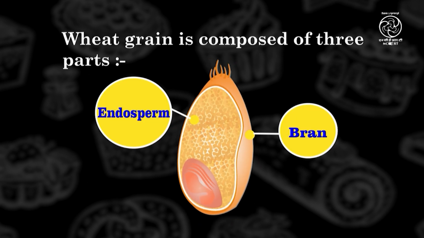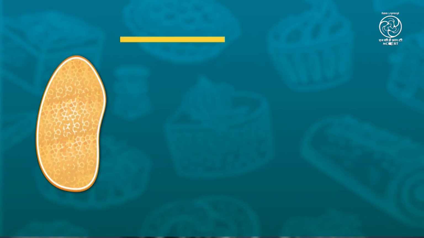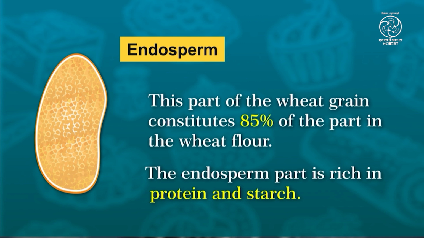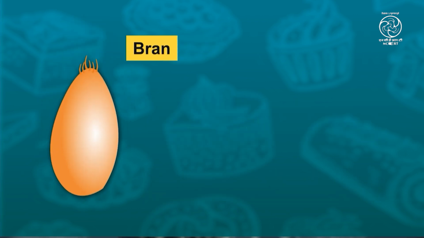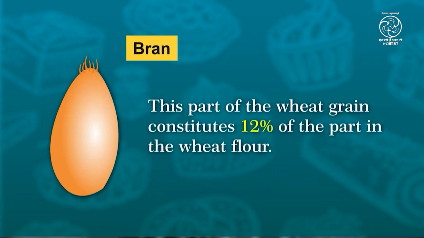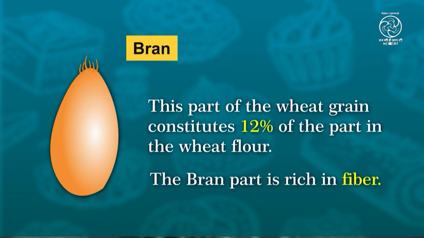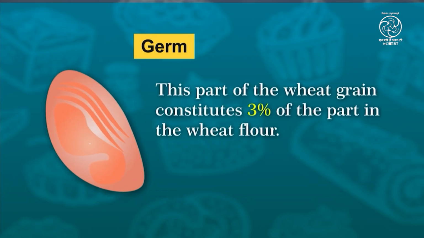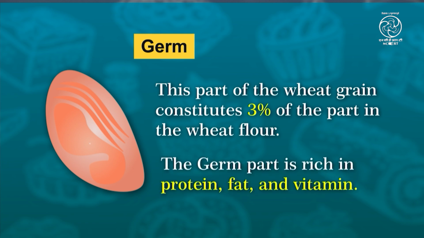Students, the wheat grain is composed of three parts. Firstly, the endosperm. This part of the wheat grain constitutes 85% of the wheat flour. The endosperm part is rich in protein and starch. Second is the bran. This part of the wheat grain constitutes 12% of the wheat flour. The bran part is rich in fiber. And the third is the germ. This part of the wheat grain constitutes 3% of the wheat flour. The germ part is rich in protein, fat and vitamin.